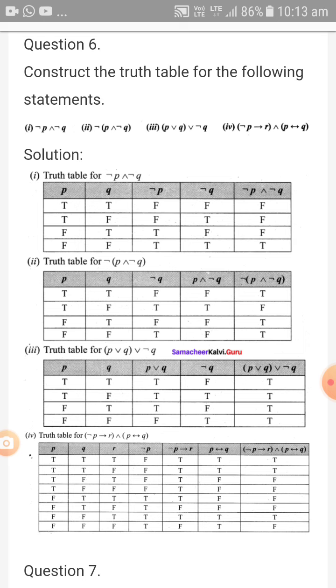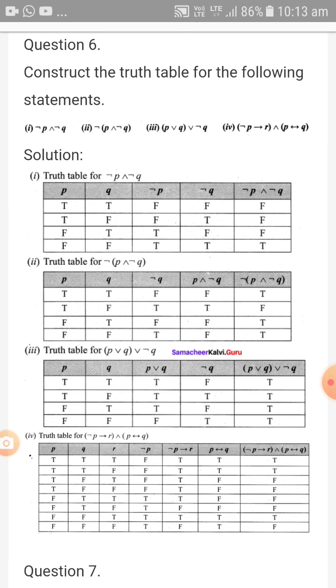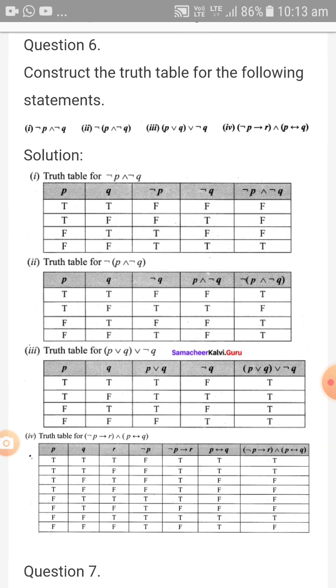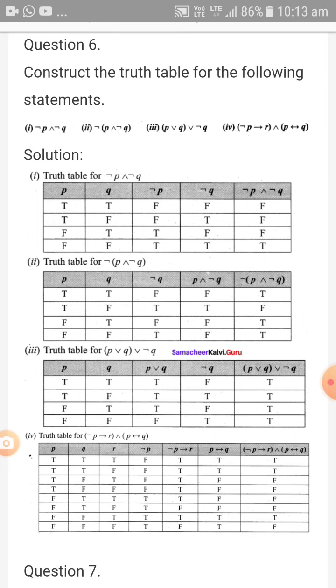Not P means the opposite sign. True becomes false, false becomes true. We have to write the table. Same for Q: true becomes false, false becomes true. We have to write it. Then we have to combine both, not P and not Q. We have to write it.